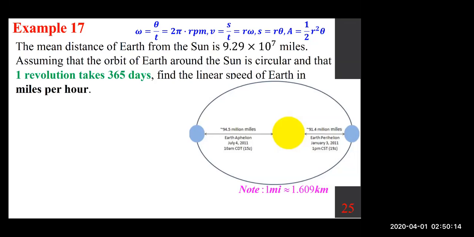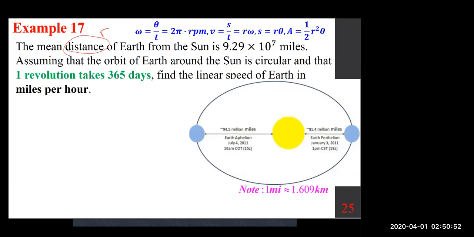Thank you so much. First of all, generally speaking, the orbit is elliptical in shape. Everybody knows that. But if we assume a circular orbit, by the way, it's fairly close. As far as getting that 9.29, they basically add up 94.5 and 91.4 divided by 2, and roughly we get 9.29. That's the approximation, and that's the distance of the Earth from the Sun, and that distance is the radius. Okay, and one revolution takes 365 days.